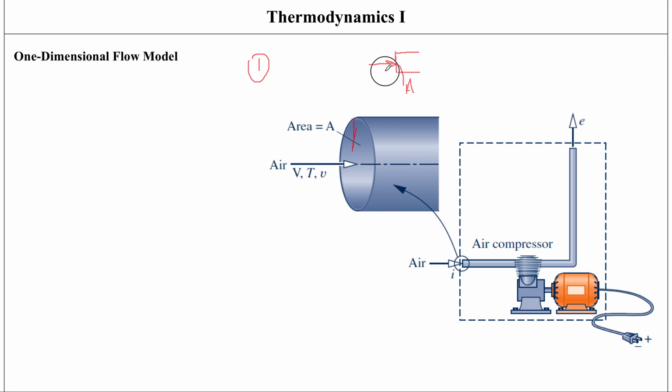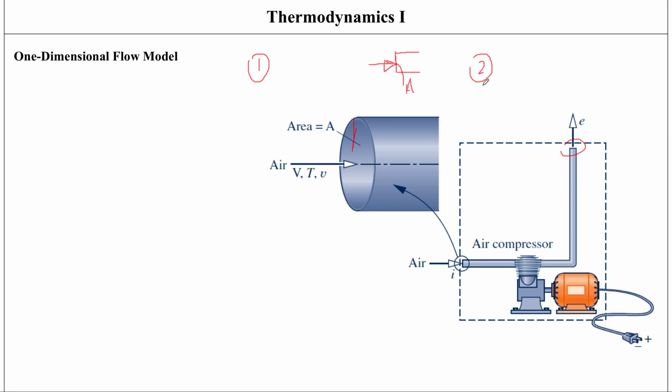Basically, air is entering into this inlet perpendicular to the area. So the flow is normal to the inlet boundary, and the flow has to be normal at the outlet boundary as well. That's the first condition for idealization of the 1D model. The second condition is that all the intensive properties are going to be uniform with position over the inlet or the exit.